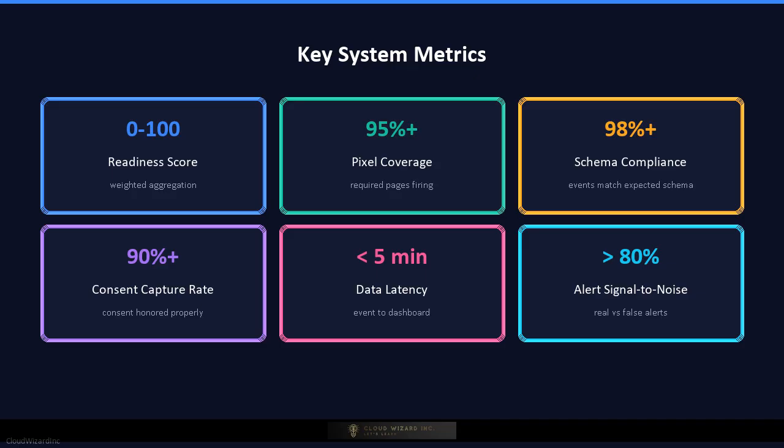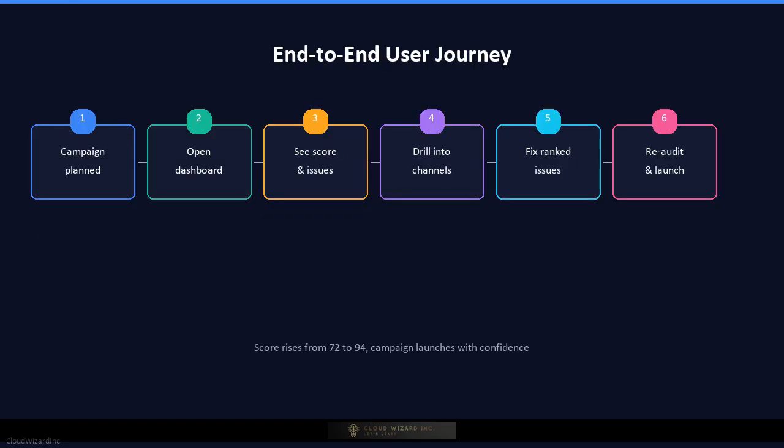Alert signal-to-noise ratio, which measures how many alerts are real versus false. And remediation time, how long it takes an advertiser to resolve an open issue. These metrics are what the business actually cares about. Let's trace the end-to-end user journey.